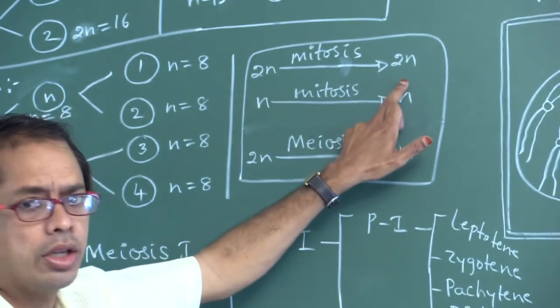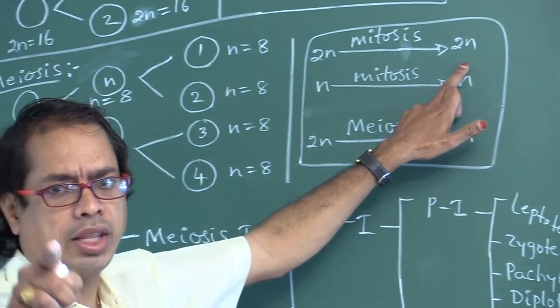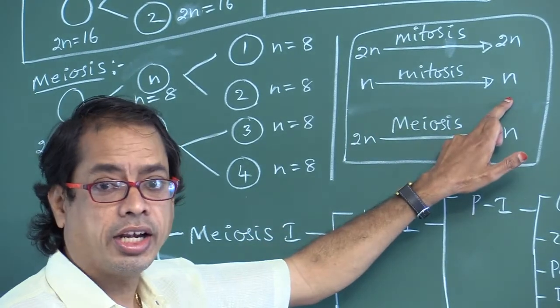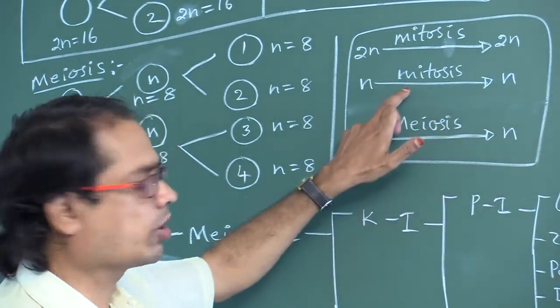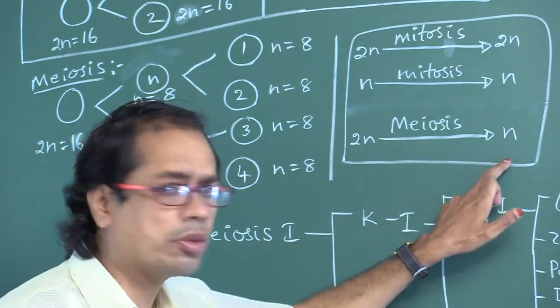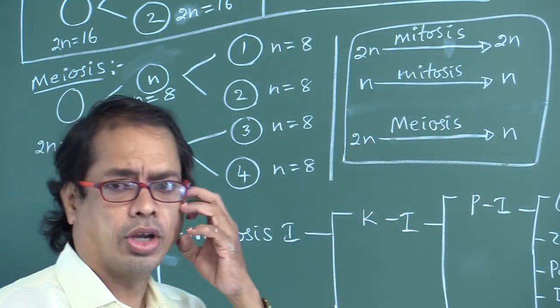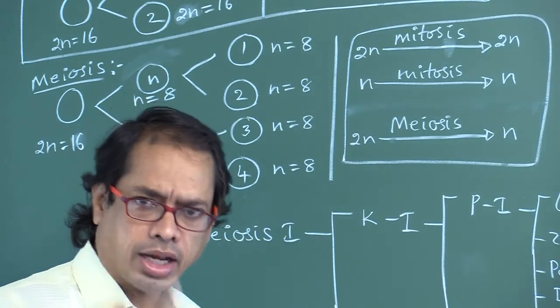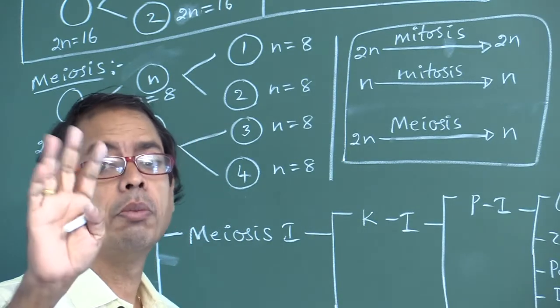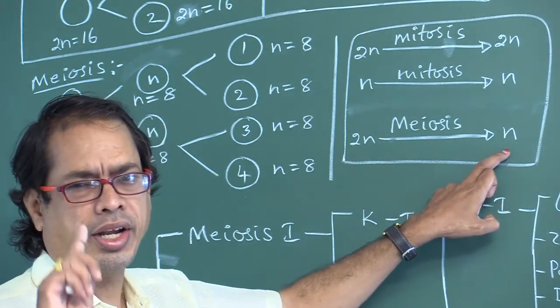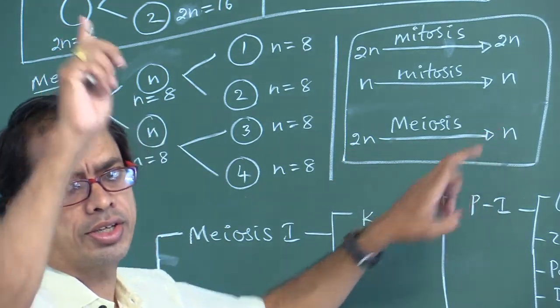If you look here, 2n becomes 2n means it is definitely mitosis. n becomes n means definitely mitosis. 2n becomes n means definitely meiosis. 2n becomes 2n, n becomes n, that is mitosis. 2n becomes n should definitely be meiosis.